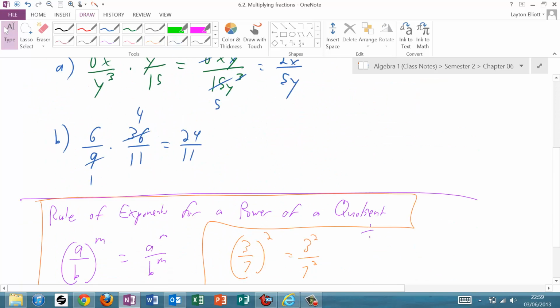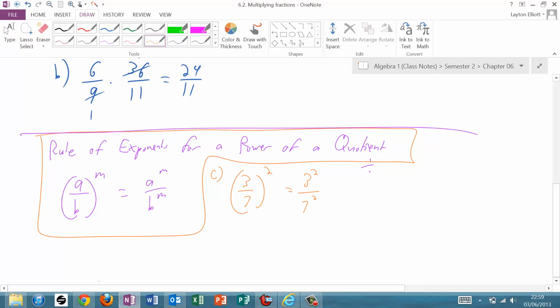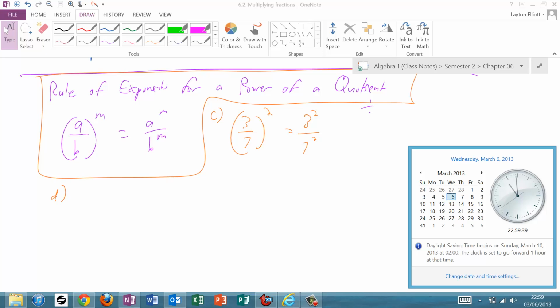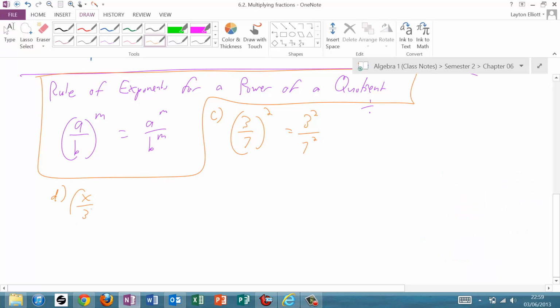Okay, wait, I did A and B. I'll call this C, and I'll go D. I know it's a little scattered. That's fine. x over 3 to the third power. And that just becomes x to the third over 3 to the third, which I can simplify as x to the third over 27.